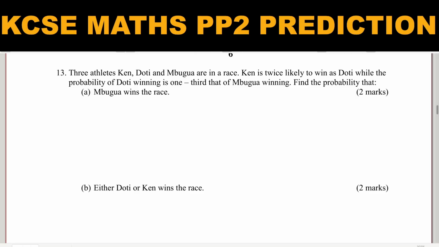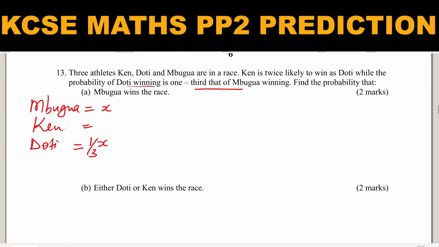So you are given that Ken is twice as likely to win as Dottie, while the probability of Dottie winning is 1/3 of Mbogwa. So I will start by letting the probability of Mbogwa winning be represented by X. Then we have Ken, and then we have Dottie. Because we have already let the probability of Mbogwa winning be X, Dottie will be a third of Mbogwa winning, that is a third of X.